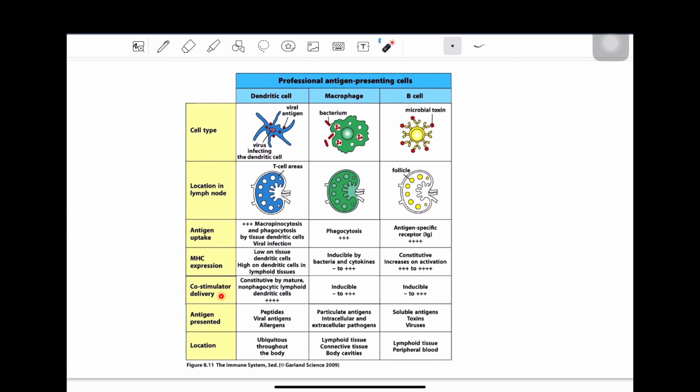And what are the types of antigen that can be presented? The dendritic cell can present peptides, viral antigens, allergens. Macrophages can present particulate antigens, intracellular and extracellular pathogens. B cells can present soluble antigens, toxins, and viruses, right? And their location is also given. So, these are the professional antigen presenting cells, the dendritic cell, the macrophage, the B cell.